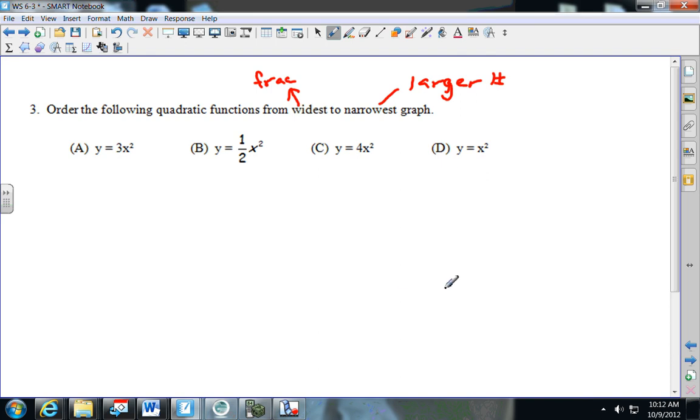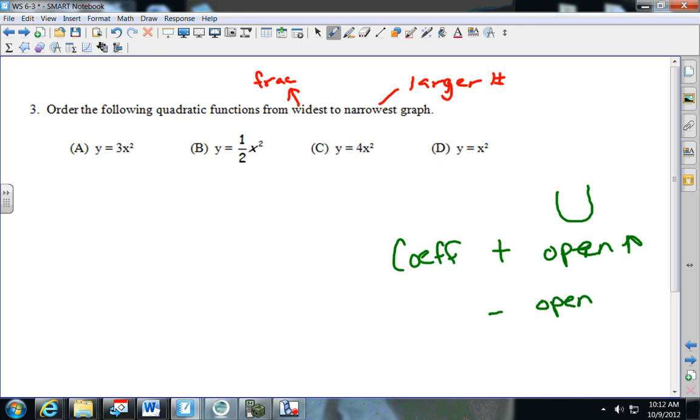So if your coefficient is positive, you're always going to open upward. So your parabola would be opening up. If the coefficient is negative, it's going to open down. Like that. Okay? But this is only asking us from widest to narrowest.